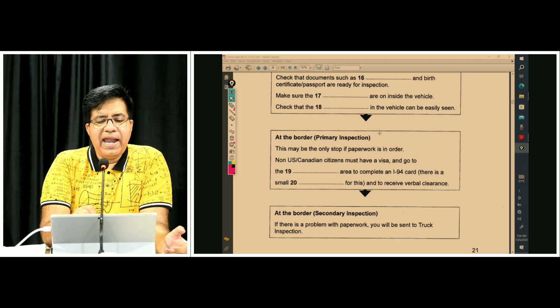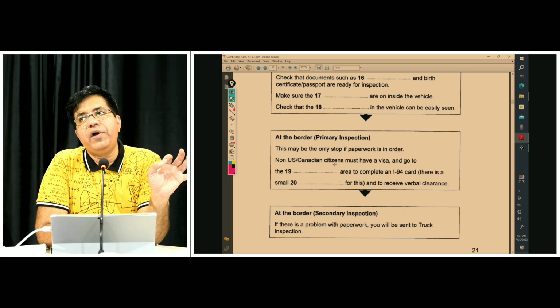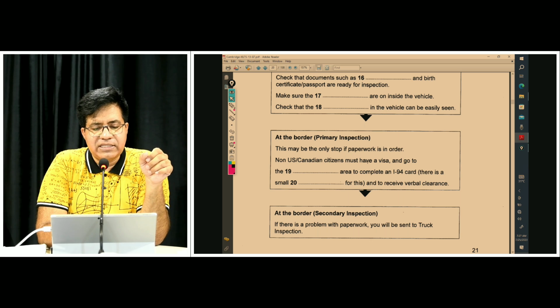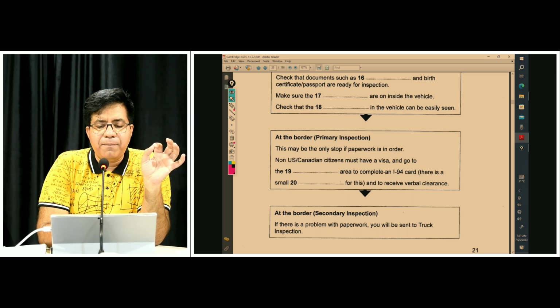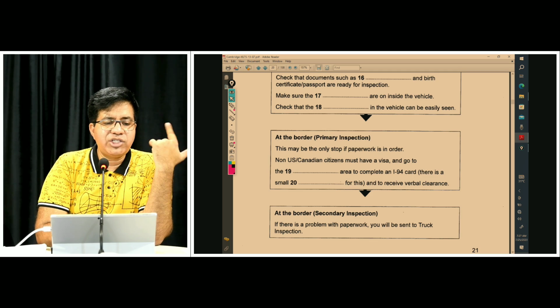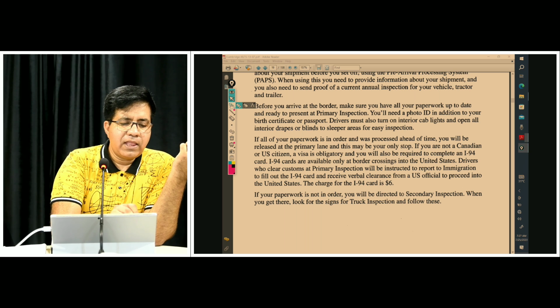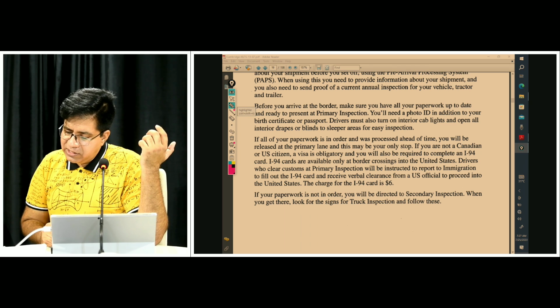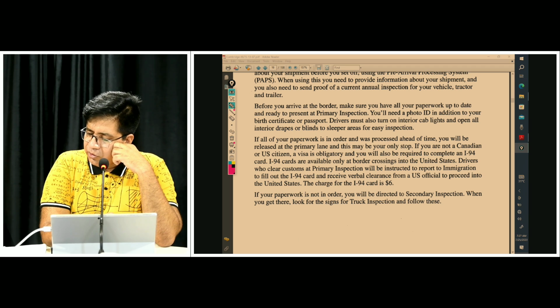Question number 19. At the border, this may be the only one stop, and then they say non-US Canadian citizens. Now that's your clue word. Non-US Canadian citizens must have a visa and go to the dash area to complete an I-94 card. Clue word, I-94 card. And answer will be the area where they have to go. Dash area. I-94 card. Which paragraph? Okay, it's the second last paragraph, right? Alright, so I-94 card, and there is the area where they have to go to.